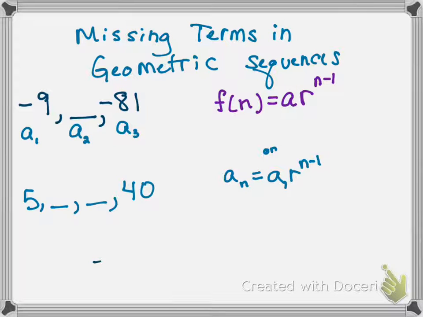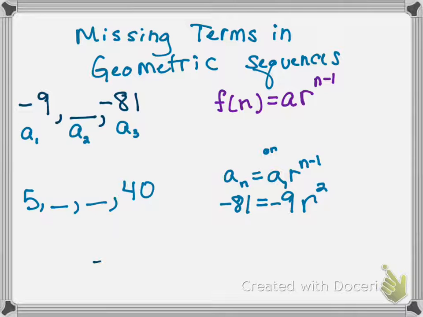So over here, if I wanted to plug my numbers in, I could say -81 is -9 times my ratio. I don't know what my ratio is, but since this has been multiplied by my ratio twice, to get from -9 to -81, I could put a 2 there.